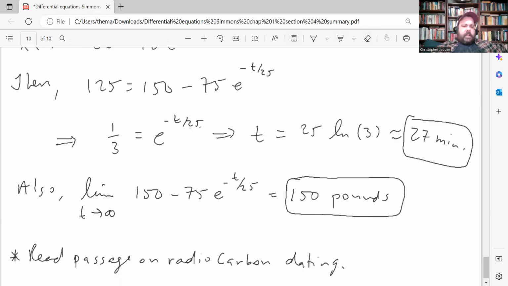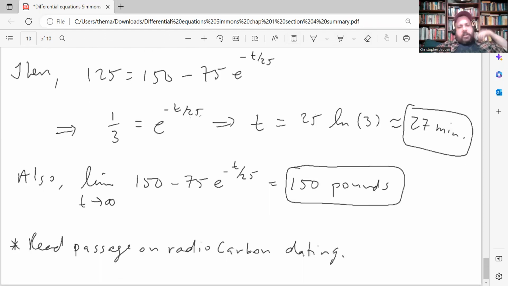Right. And I think that's the last example, but there is one last thing he talks about in the section, but he doesn't do it as a problem. He gives a historical account of the development of radiocarbon dating. So it's only a couple pages, so I figured I'd read it to you guys because it's interesting. And then I'll finish this video, and then I'll get to the exercises for this section. All right, so here's his account of the development of radiocarbon dating.